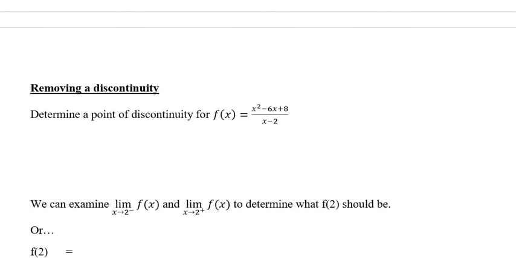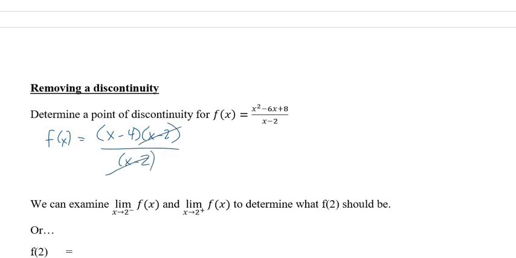So last part of this lesson, we're going to talk about removing a discontinuity. Determine a point of discontinuity for f of x equals (x squared minus 6x plus 8) over (x minus 2). You'll notice that this is a quadratic over a linear. So let's just try factoring and see what happens. If we factor the top, that's going to work out to (x minus 4)(x minus 2) over (x minus 2).